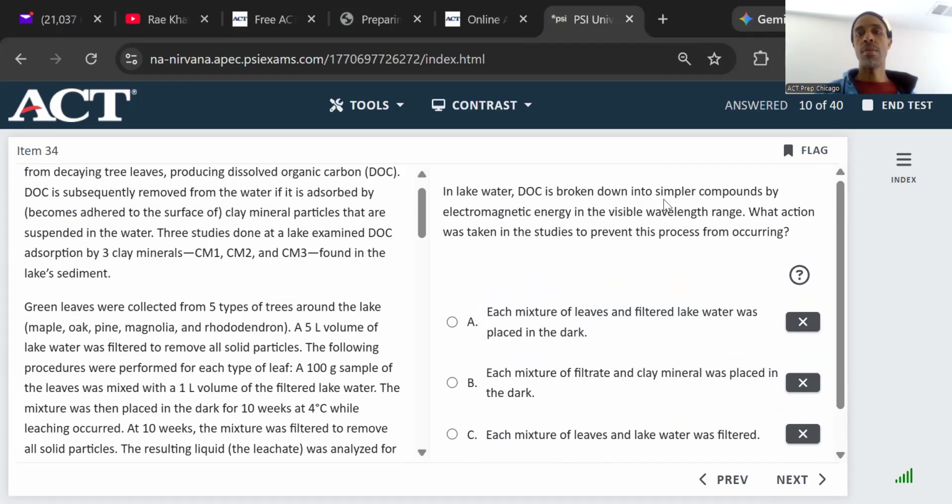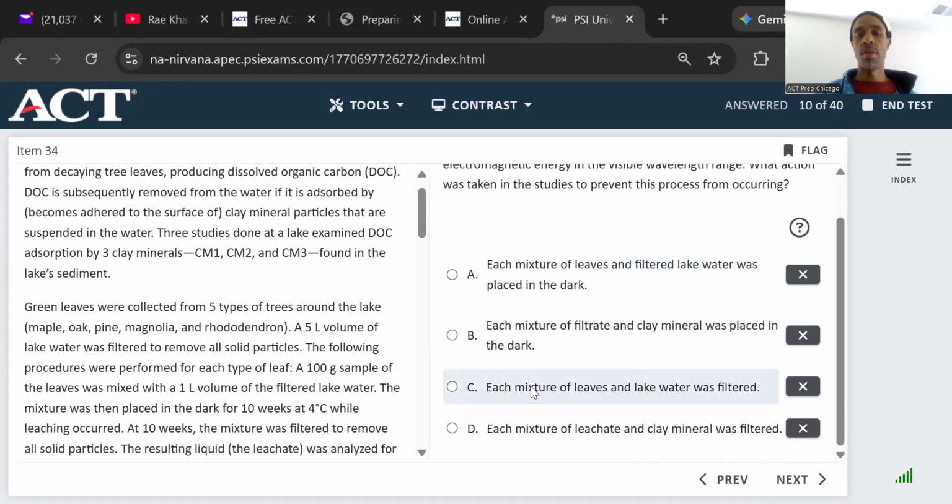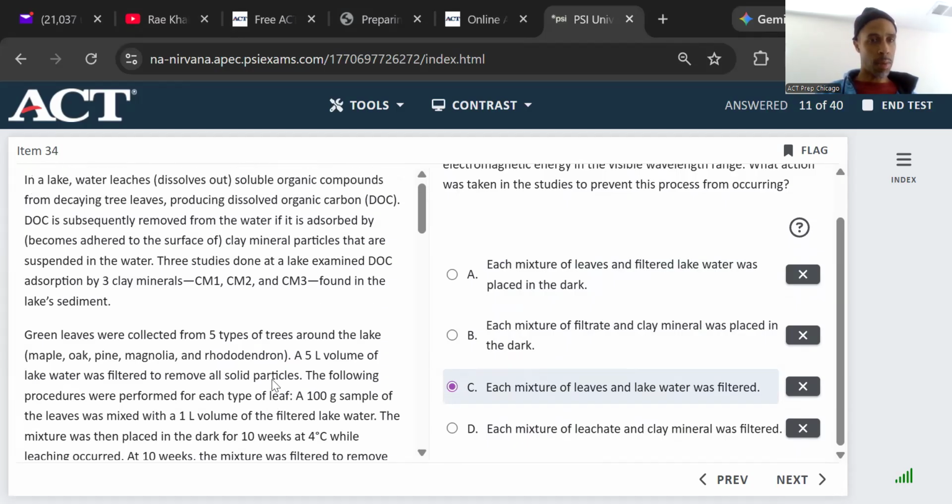is broken down by simpler compounds, we don't want those compounds in there breaking down the DOC. We only want the clay mineral to break down the DOC. So what action was taken in studies to prevent the DOC being broken down by other compounds? That means that we would have to get the compounds out of the lake water, which means that the mixture of leaves and lake water would need to be filtered. It had to be C. I think I remember reading that too.